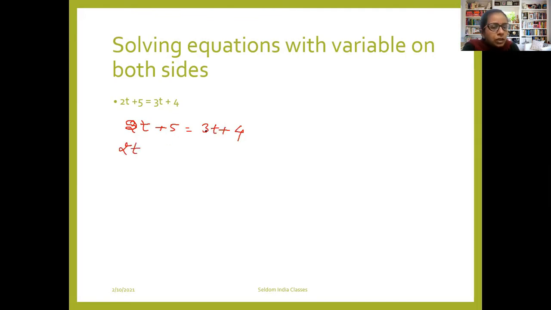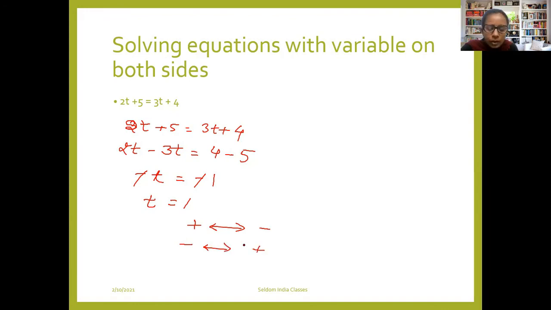Whenever we are transposing a positive sign to the other side, the positive sign will become negative and the negative sign will become positive. So 3t here is positive, so here it becomes minus 3t, and 5 is positive also, so it will become negative. So minus t equals minus 1, or minus minus will cancel, t equals 1. This is the way of solving this problem. Moving a positive sign to the other side, it will become negative, and a negative sign to the other side, it will become positive.